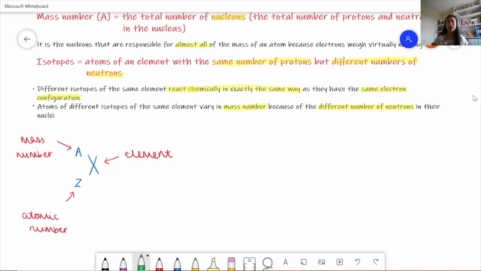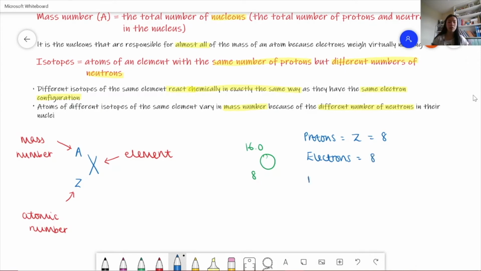So for example, if we actually looked at one of the elements in the periodic table, for example oxygen, oxygen has a mass number of 16 and then an atomic number of 8. So now we can work out how many protons, neutrons, and electrons we have in this oxygen atom. So we know that the atomic number is equal to the number of protons. So for protons, this is equal to Z, which is equal to 8. And then for electrons, this is also equal to Z because the number of electrons is equal to the number of protons. And so this is also equal to 8.